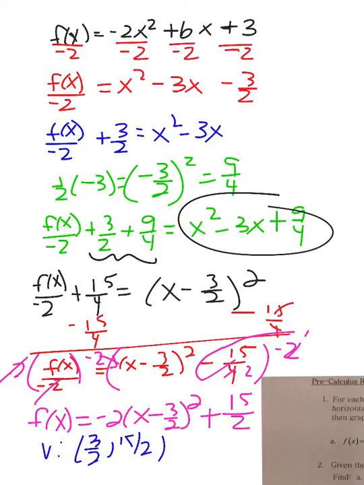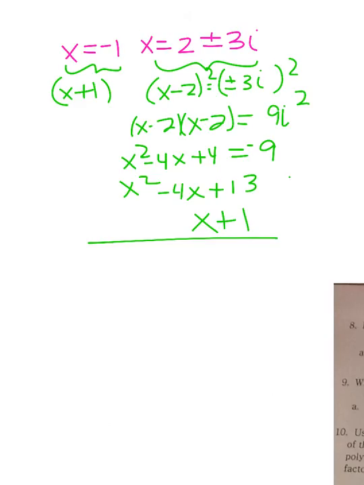Okay, so let's take a look at number 8. Find the domain. So 8a is f of x is equal to the square root of 7 minus x.